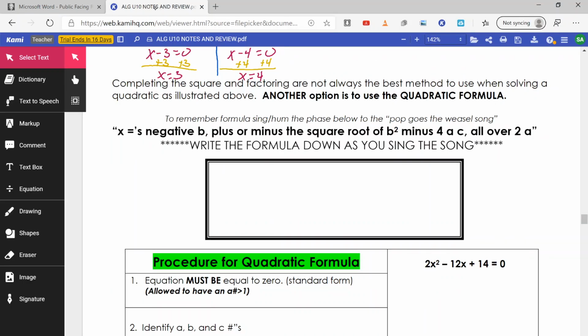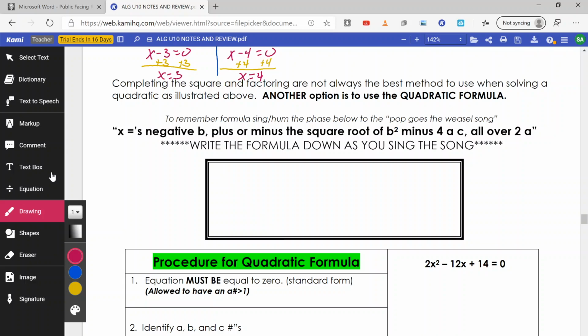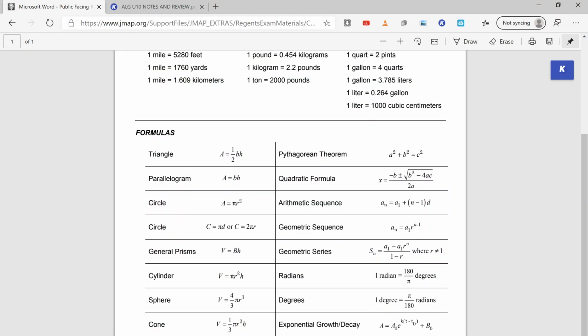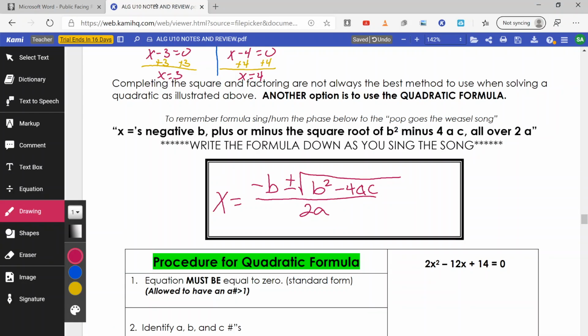Now, because of my position, I do have it memorized. If you want to memorize it, Pop Goes the Weasel is a good one. I don't do that, but whatever value of x we have, it's equal to the negative value of b plus or minus the square root of b squared minus 4 times a times c, all over 2a. So there's the quadratic formula. Again, we can write it down here in our little box. It's also here on the right hand side of our reference sheet. So you can use that to your advantage.